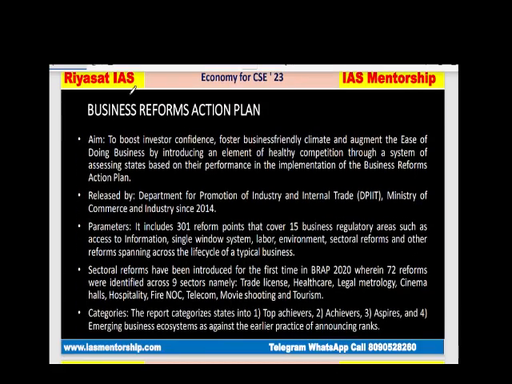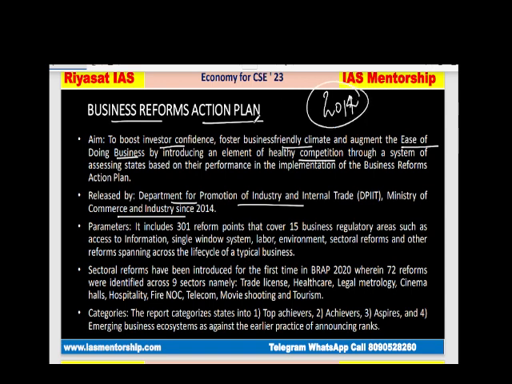Next topic is your Business Reforms Action Plan. It's an action plan to boost business in India, to boost investor confidence, to have a very friendly climate and ease of doing business by providing healthy competition. This plan has been launched. By which organization? By the Department for Promotion of Industry and Internal Trade, which comes under the Ministry of Commerce. Since 2014, this plan has been there.